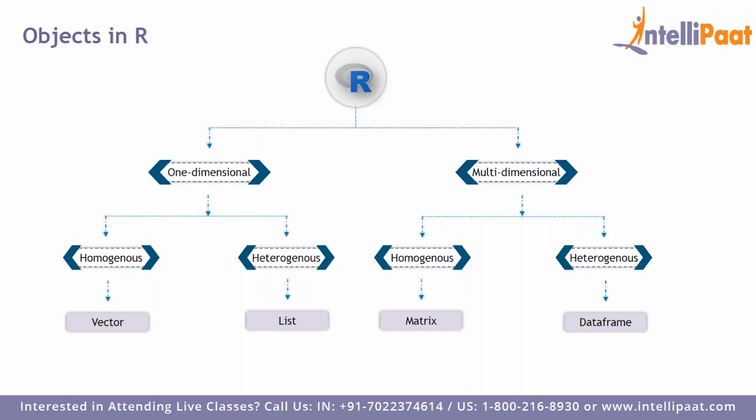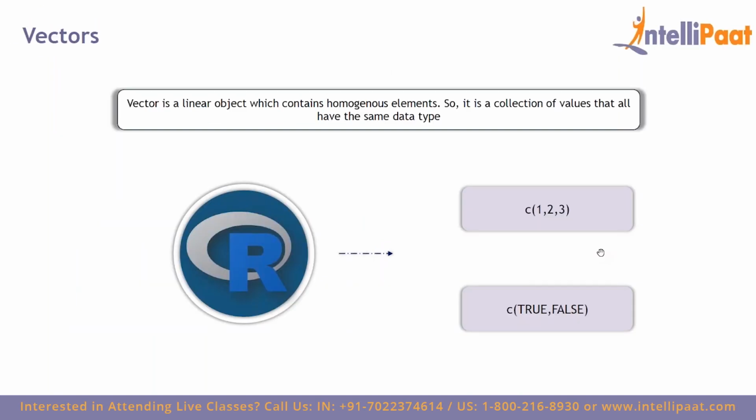Okay. So homogeneous and heterogeneous. Homogeneous, the example is vector, and heterogeneous, the example is list. And under multidimensional, we have matrix as homogeneous and data frame as heterogeneous. So what are these? Vectors. Vector is a linear object which contains homogeneous elements. So it is a collection of values that all have the same data type. So number one, it's a linear object. And second, it contains all the values of the same data type.